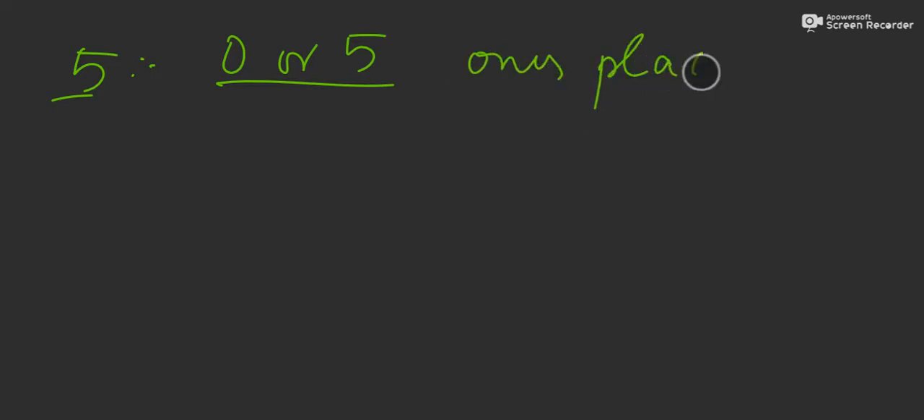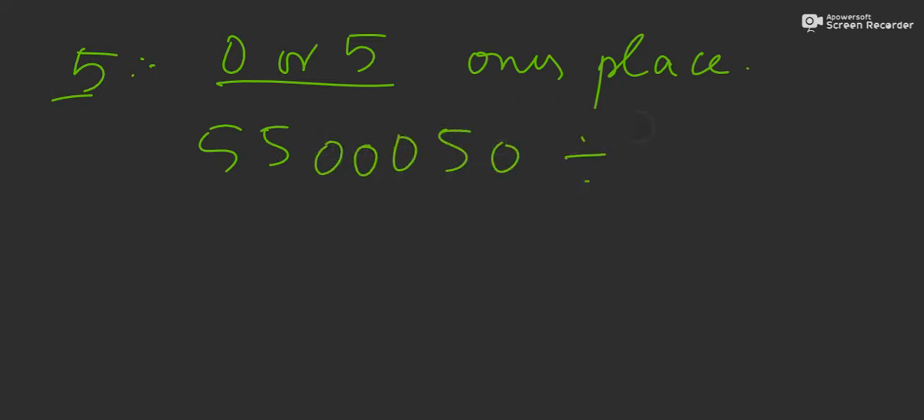Okay, so the divisibility rule for 5. If in the ones place of any number there is 0 or 5, you know the ones place very well, then that number can be divided by 5. Let's suppose 5500050. Can this be divided by 5? Yes, because the last digit is 0.